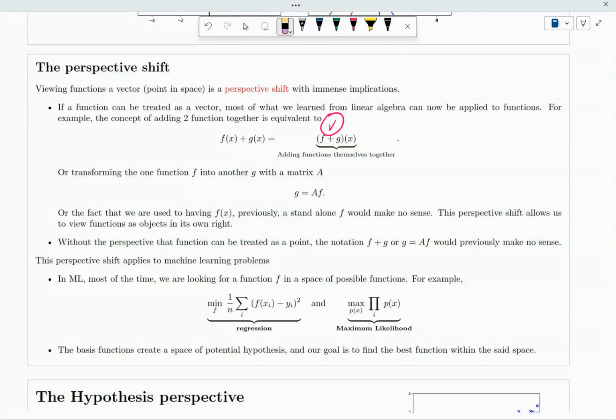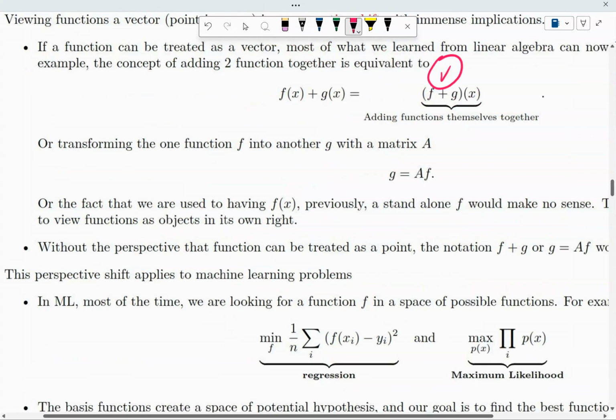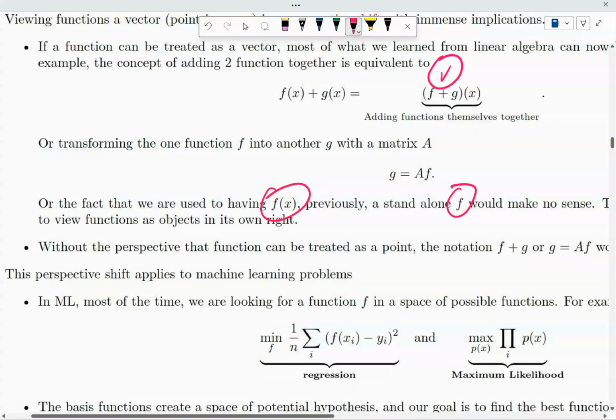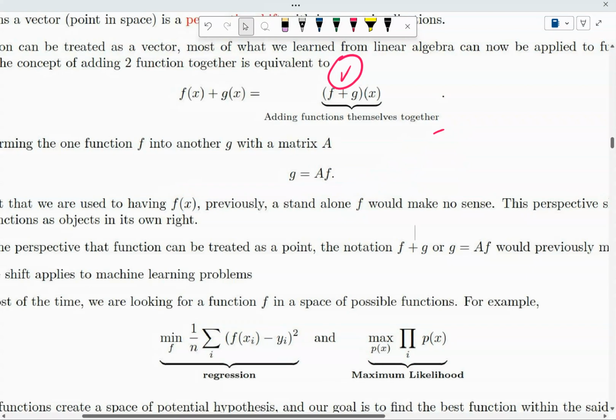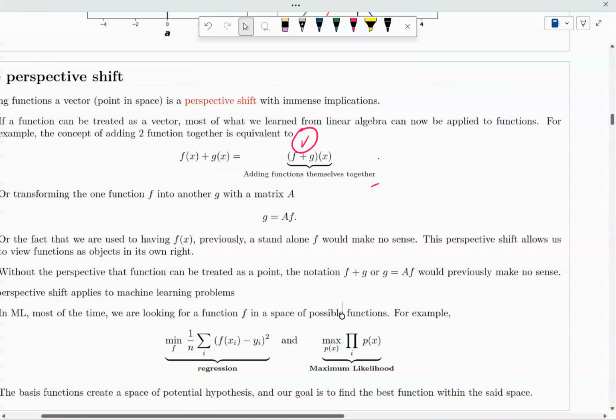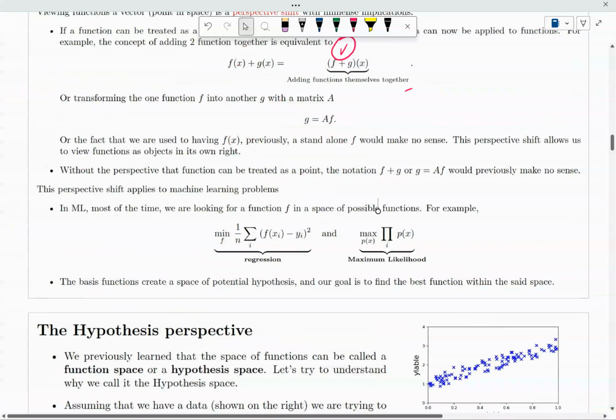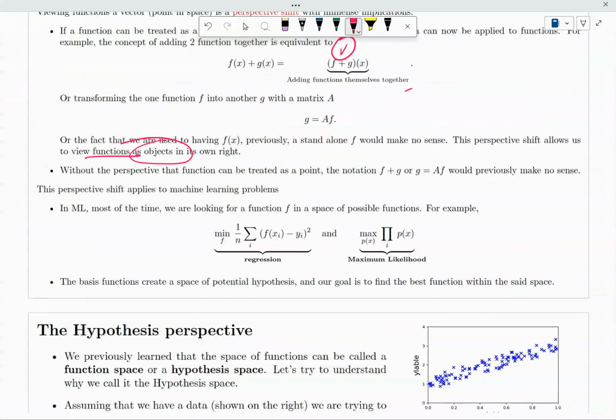Previously, we're also used to thinking of functions as f of x. And therefore, if we just say f, it doesn't really make sense. However, now when we say f, it means it's a vector. You can think of f as really just a vector, a point. And this perspective shift allows us to view functions as objects in their own right. Previously a function had to have some kind of input, but now you don't have to have input anymore. A function is simply a point, and the point can interact with the input.